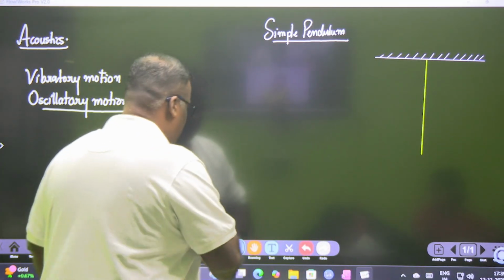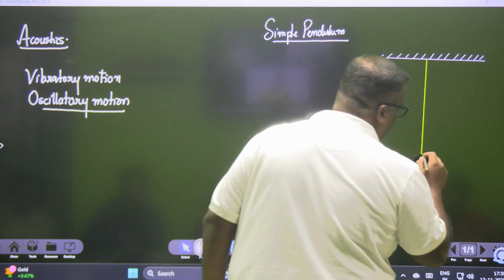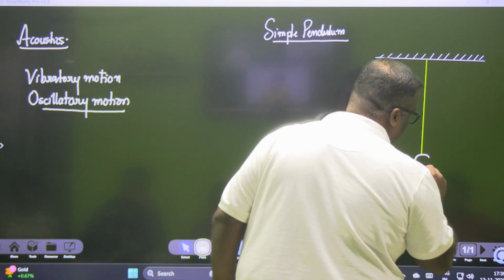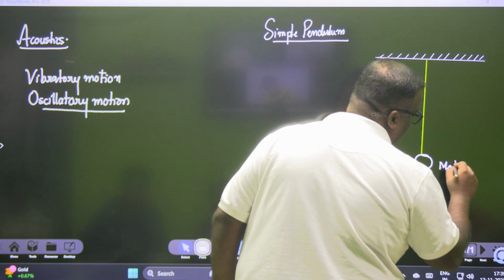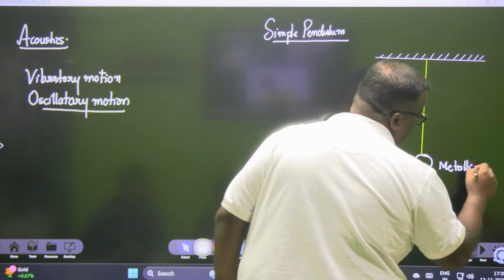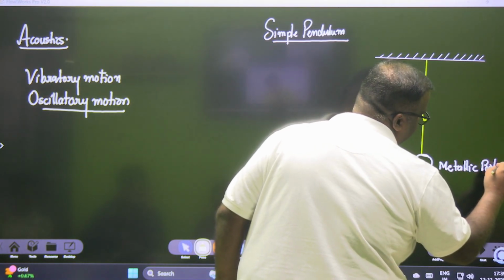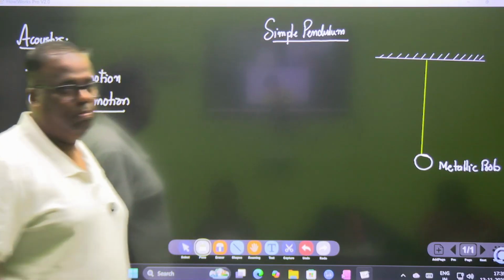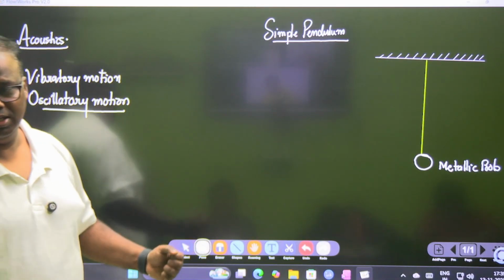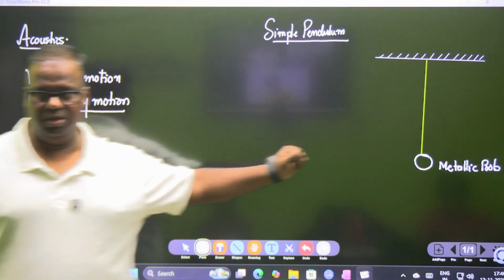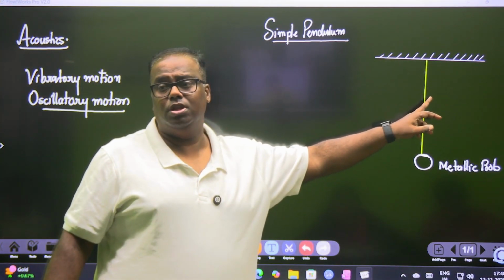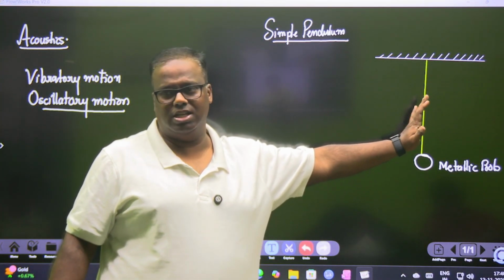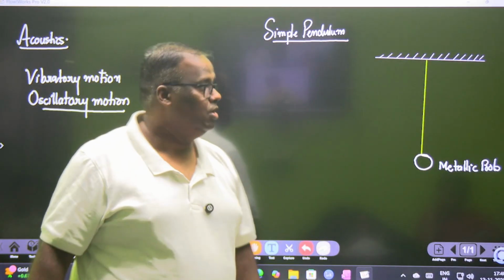So a non-stretchable string under tension, and the string is under tension because we have something out here which is known as the metallic bob. The weight of the bob actually makes the string get into tension. It won't be loose, it will be in tight form. And the string is supposed to be non-stretchable. It's not elastic that the string will stretch.